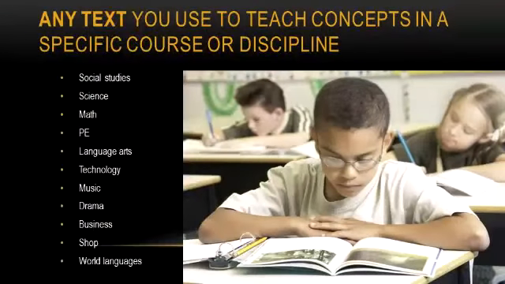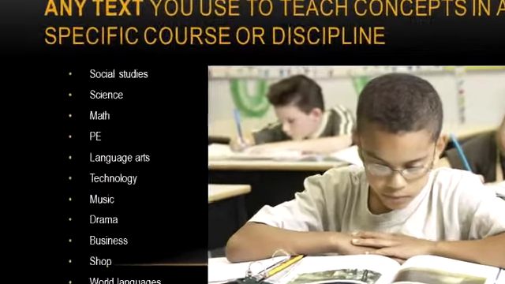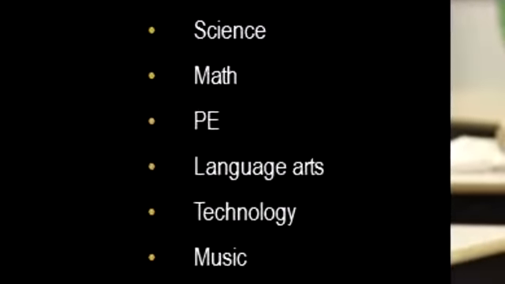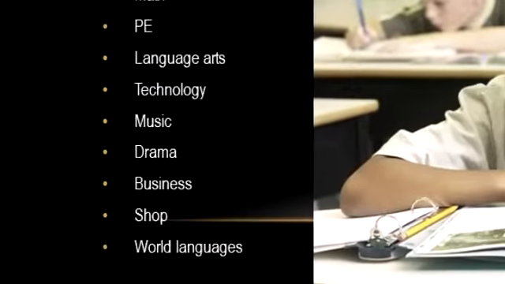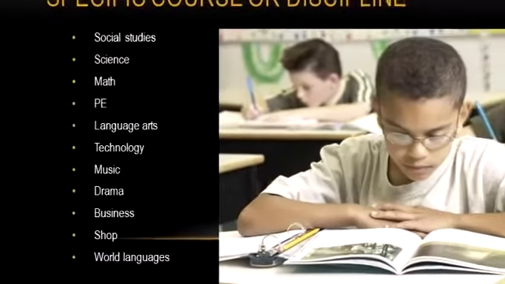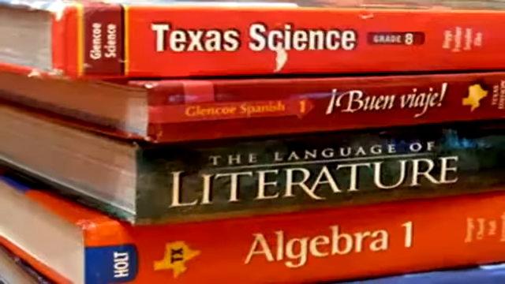Well, my definition is simply any text you use to teach a concept in your content area or course. And your course could be anything from art, to shop, drama, business, world languages, anything that we teach in middle school and high school. The most obvious example of content area text is, of course, the textbook.